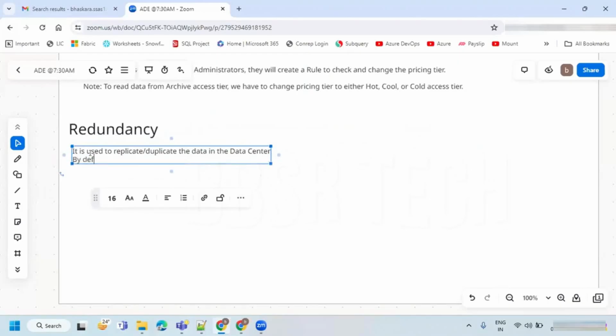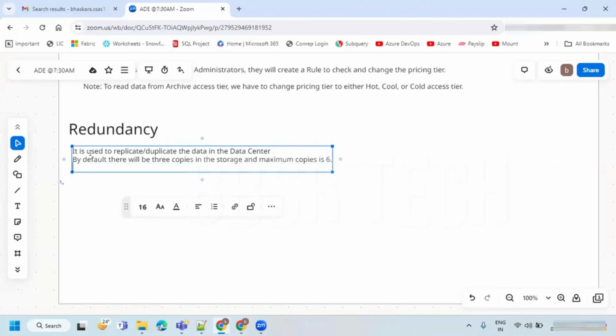By default, there will be 3 copies in the storage, and the maximum number of copies we can keep is 6. When we get 6 copies and when we have 3 copies, we are going to come across that.